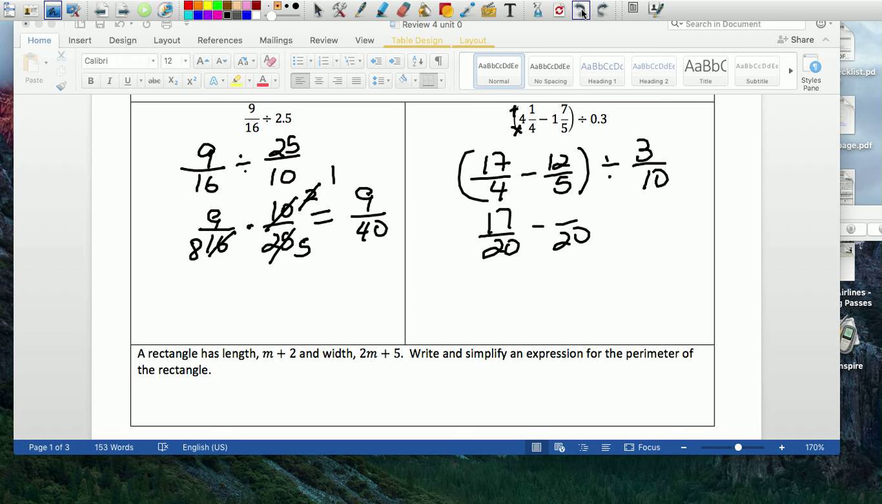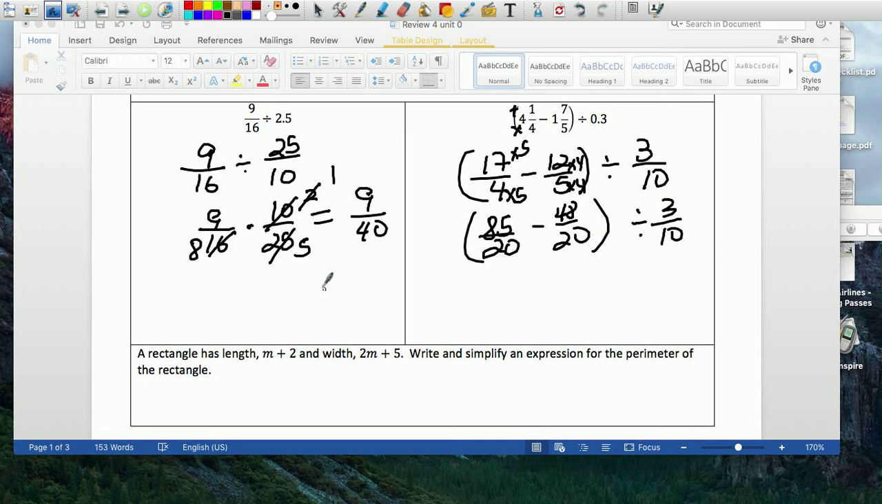You can't do that. Remember, the 4 changed to a 20. You multiply the 4 times 5, so we have to multiply the top times 5. 17 times 5 is 85. 5 times 4 is 20. And then times 4 over here has to be 48. All that we're going to be divided by 3 over 10.